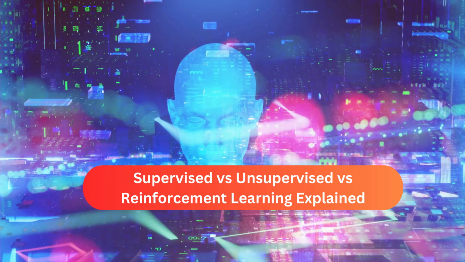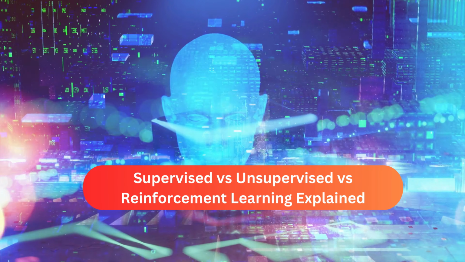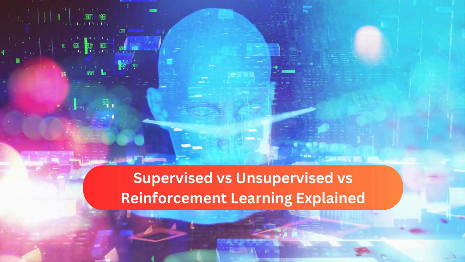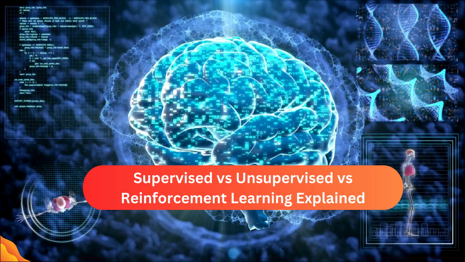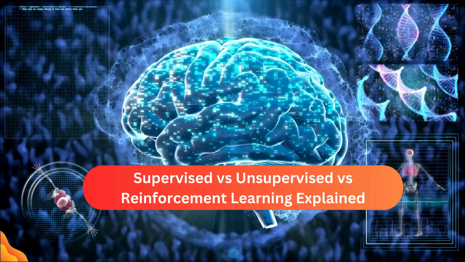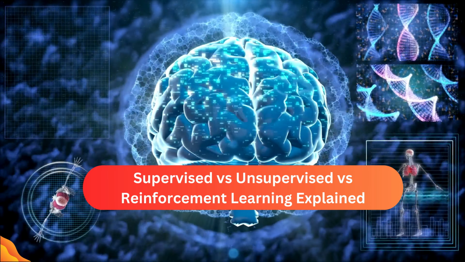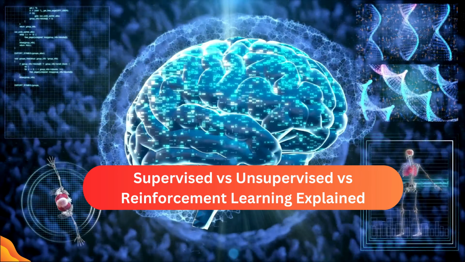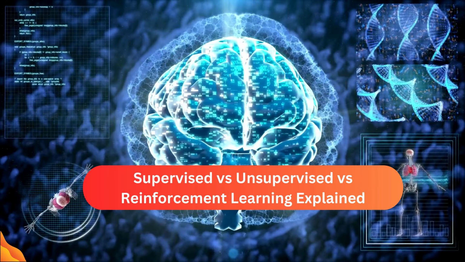First things first. What is machine learning? Simply put, machine learning is a branch of artificial intelligence where computers learn from data instead of being explicitly programmed. It's like teaching a computer to fish rather than giving it a fish every time. Think about how humans learn. We observe patterns, make predictions, and adjust based on feedback. Machine learning works in a similar way. The more data it processes, the better it gets at making decisions.